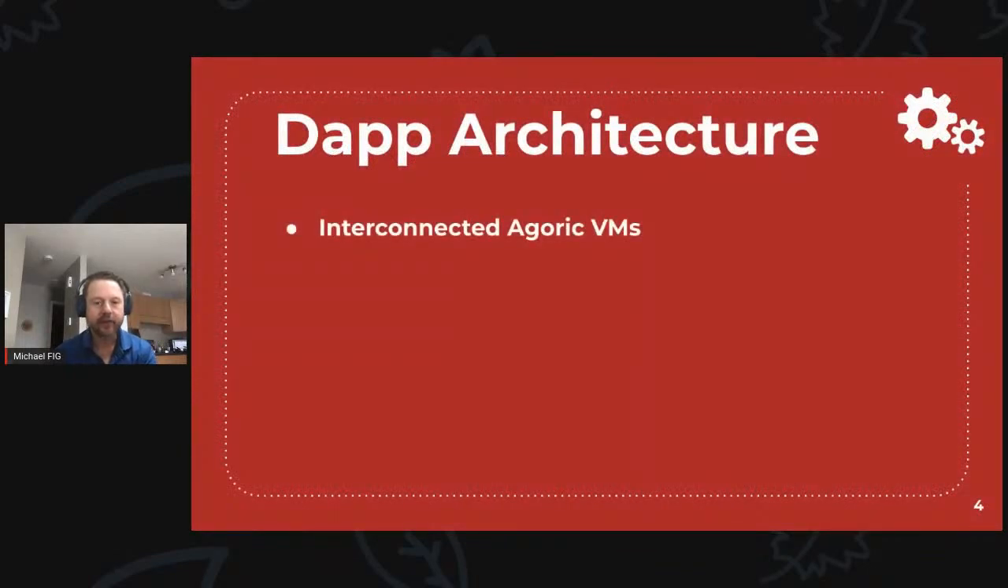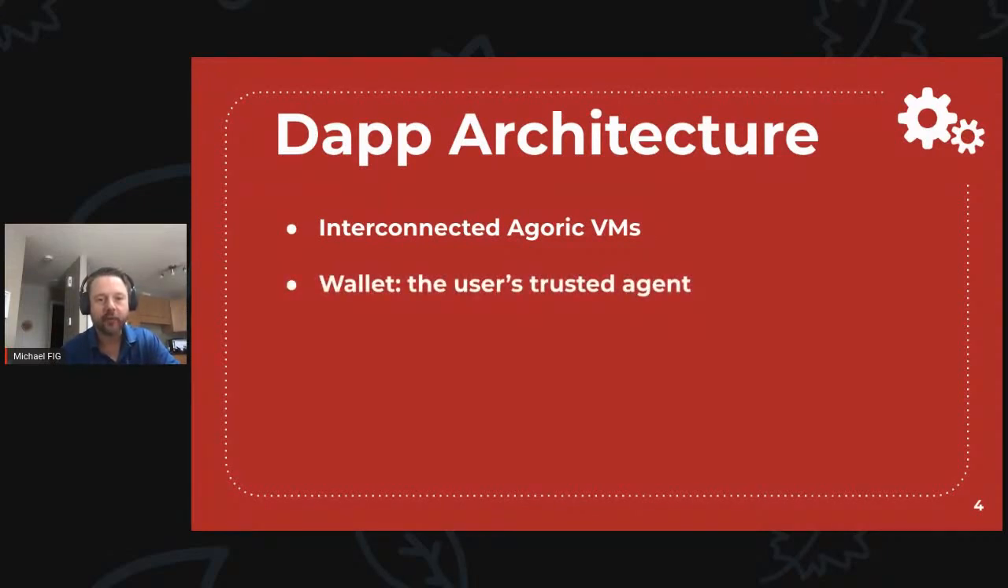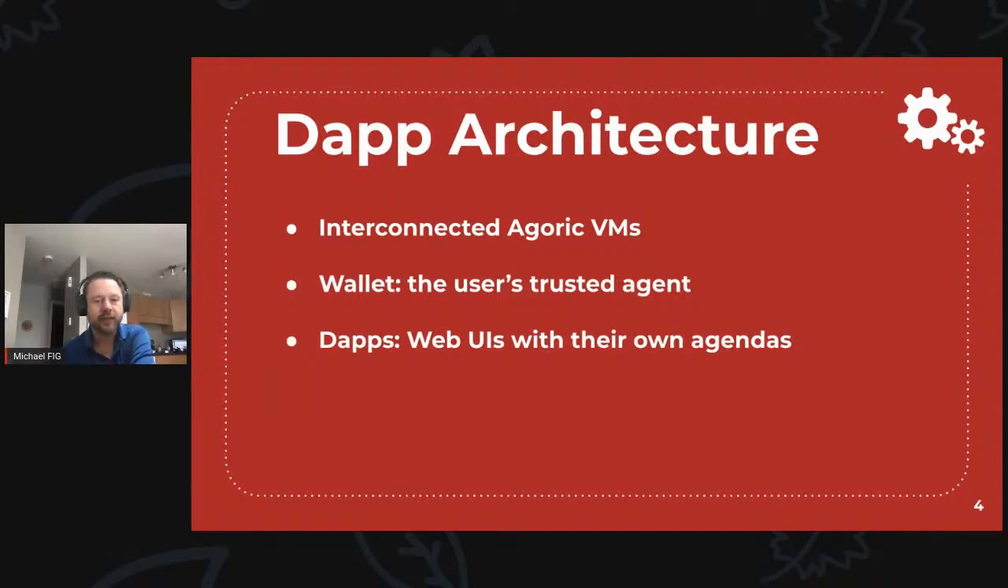So as far as Dapp architecture, you can think of the Agoric system as a bunch of interconnected Agoric VMs, some of them on the blockchain, some of them local. And then the wallet is the user's trusted agent for interacting with that network. Finally, dapps are basically web UIs that also interact with Agoric VMs, but they have their own agendas, and the user doesn't have to trust them in order to make sure that the dapps can't steal their money.